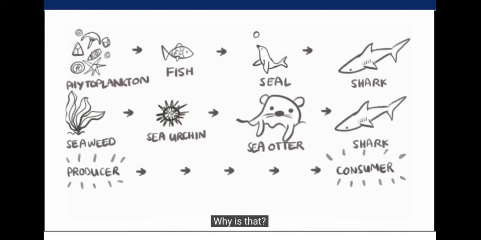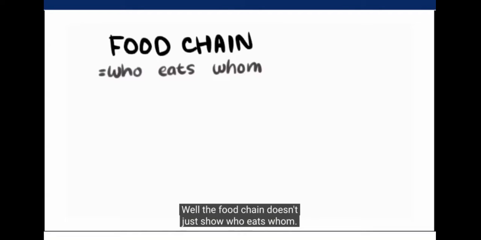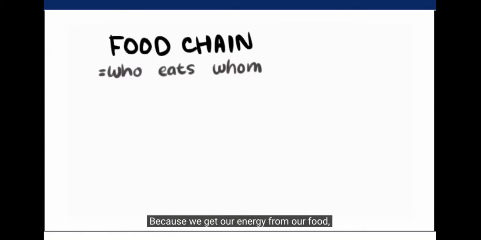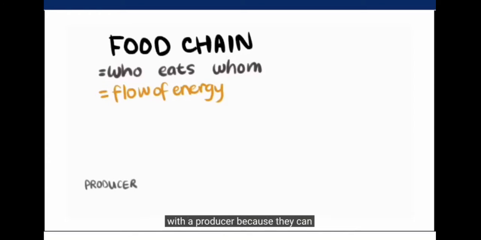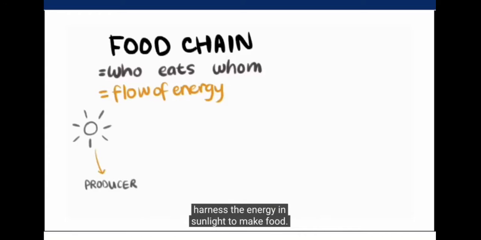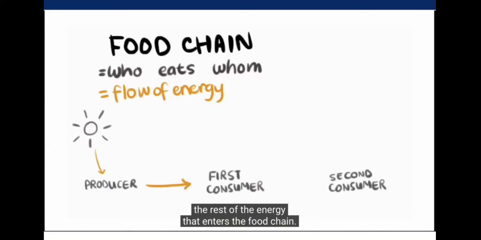Why is that? Well, a food chain doesn't just show who eats who. Because we get our energy from our food, a food chain also shows the flow of energy from one creature in the chain to another. So a food chain always has to start with a producer because they can harness the energy in sunlight to make food. The energy in this food is then the source of all the rest of the energy that enters the food chain.